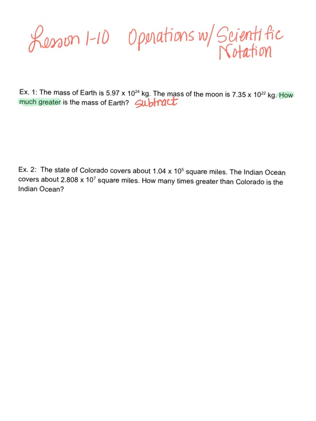In order to subtract these, I need to make sure I put them in the correct order. I need to subtract the largest one minus the smallest one in order to tell how much greater. Because the question says how much greater is the mass of Earth, that tells me that Earth is greater. So I'm going to start by putting down Earth's mass, 5.97 times 10 to the 24th, in parentheses. I want to keep those in parentheses. Minus, and then the moon, 7.35 times 10 to the 22nd power, and I close that parenthesis.